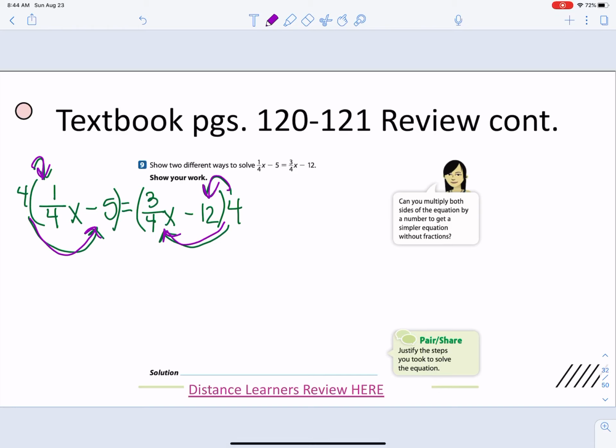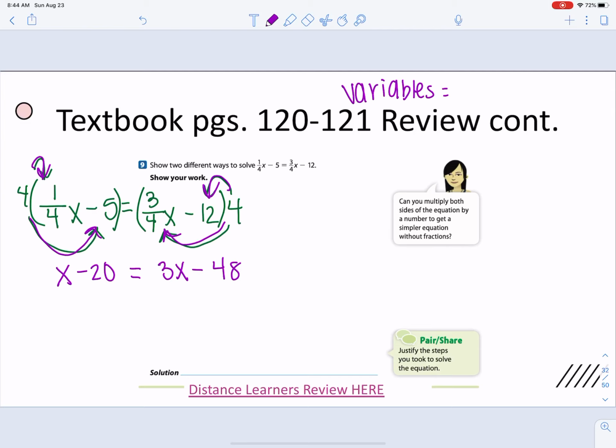Okay, so 4 times a fourth is 1, so I'll just have my 1x minus 4 times 5, which is 20, and then 4 times 3/4 x is 3x, minus 12 times 4, which is 48, and we can just solve that the regular way. We can move all of our variables to one side and our constants to the other. So we'll go ahead and do that.